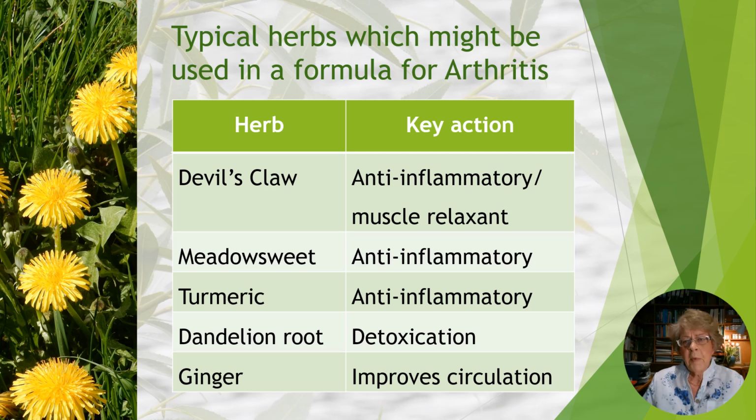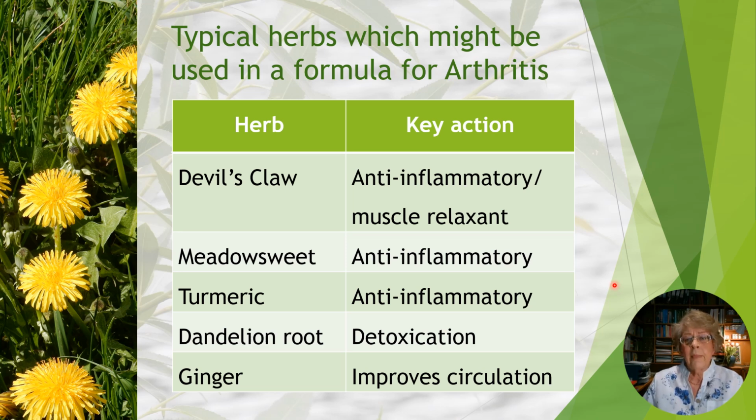But a typical herbal formula that might be used is given here. So you might use devil's claw, and its key action is quite a strong anti-inflammatory. It's also a muscle relaxant, so it's very useful in back pain where there is quite a lot of muscle contraction. Meadowsweet is quite a strong anti-inflammatory. It's also very soothing in the digestive tract, by the way. So it's an ideal one that doesn't upset like some of the modern drugs used in arthritis, which cause problems in the stomach. Meadowsweet in particular is very helpful.